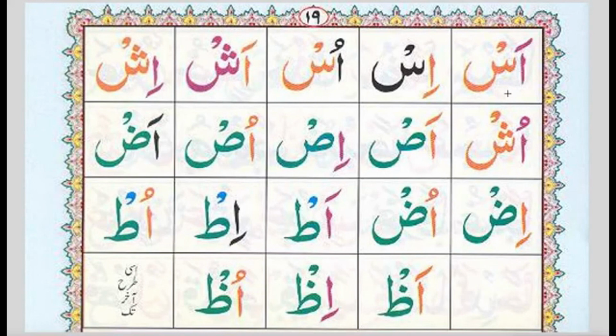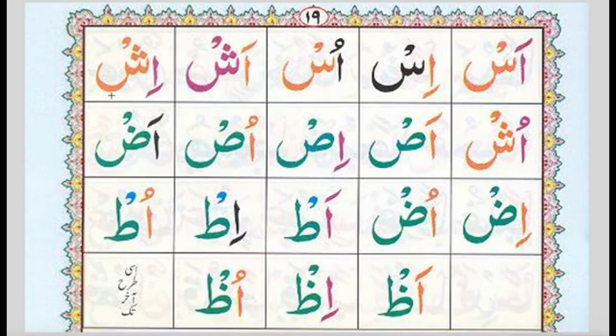Next page. Alif sin fatha as. Alif sin kasra is. Alif sin dhamma us. As, is, us. Alif shin fatha ash. Alif shin kasra ish. Alif shin dhamma ush.